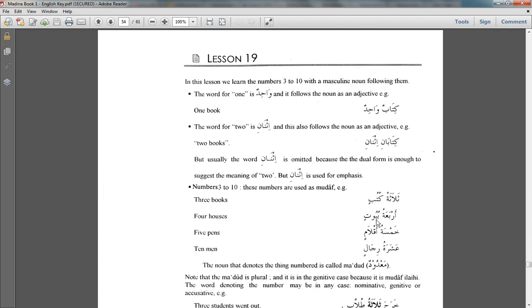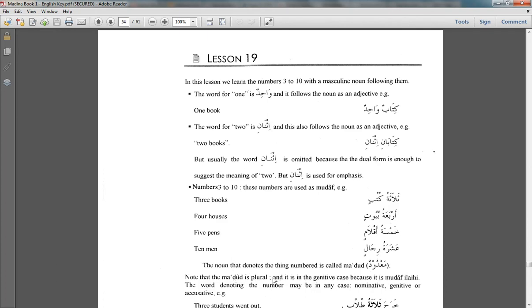أربعة بيوت, four houses. خمسة أقلام, five pens. عشرة رجال. All of these things are masculine, therefore the number that is going to come is going to be feminine. The noun that denotes the thing counted is called ma'dud. So in this case, رجال, أقلام, بيوت, كتب, all of these are ma'dud, the thing that you are counting. Note that the ma'dud is plural.